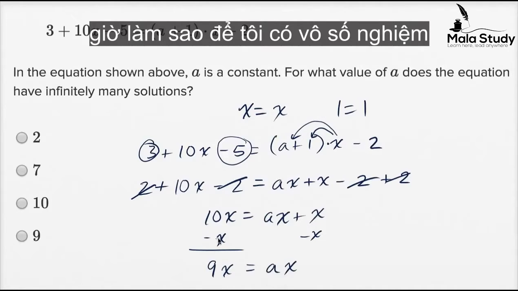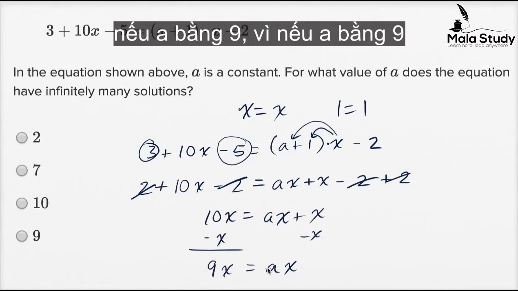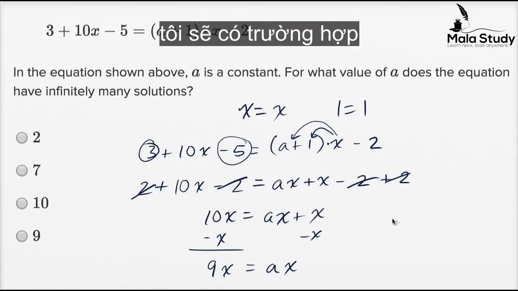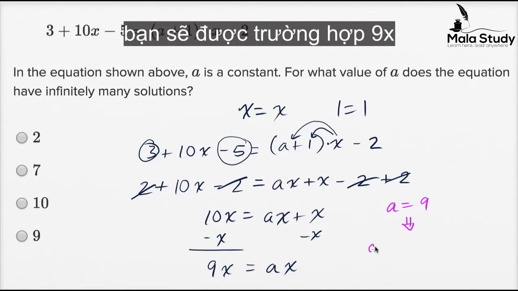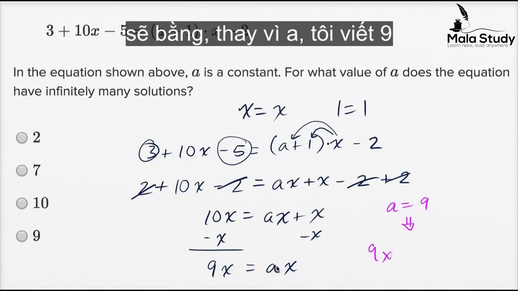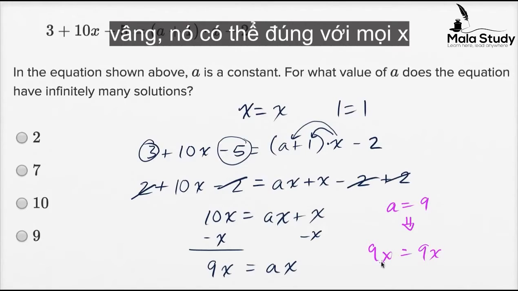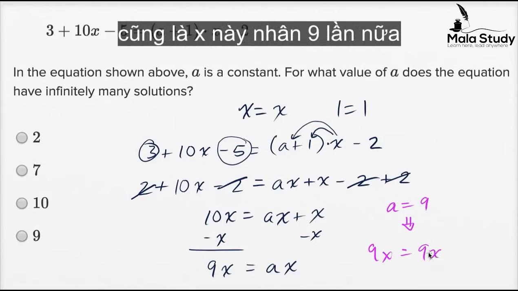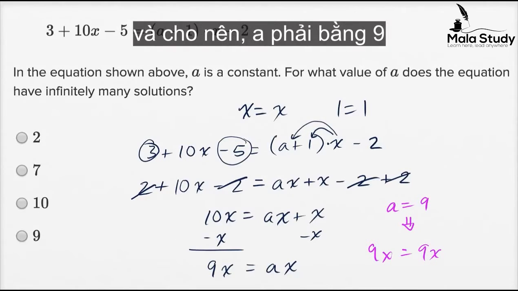So how could I have an infinite number of solutions, an equation that's going to be true for any x? Well, if a was equal to 9, because if a is equal to 9, then you're going to have a situation where 9x is going to be equal to, instead of a, I'd write 9, 9x. Well, that's going to be true for any x. Any x times 9 is going to be equal to that same x times 9 again. You're going to have an infinite number of solutions. And so a needs to be equal to 9.